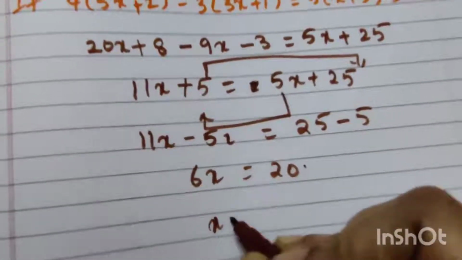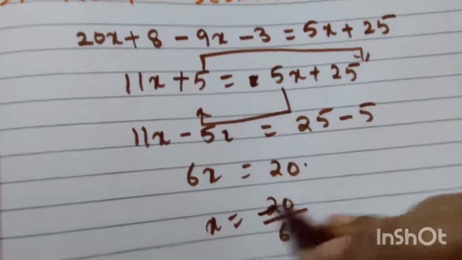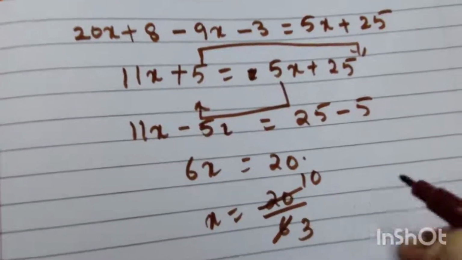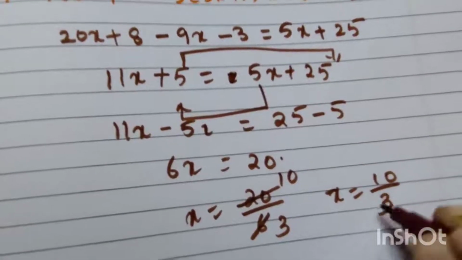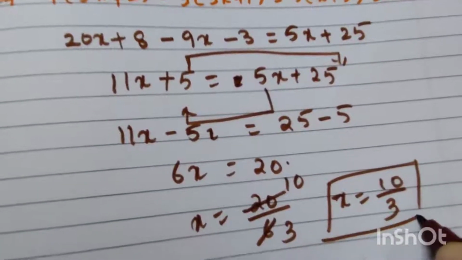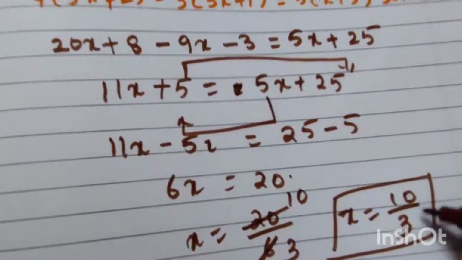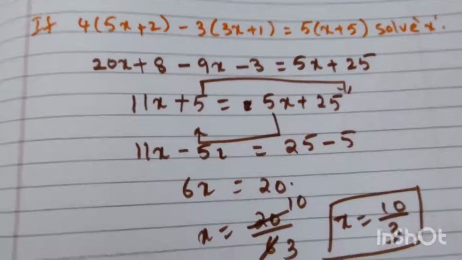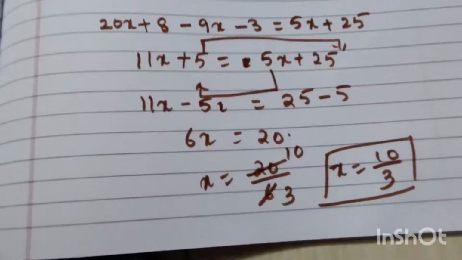x is equal to 20 by 6. So this value is around, 2 10s are 20, 2 3s are 6. So the x value is 10 by 3. It doesn't mean that you should always get a whole number. You can even get a rational number also. I hope this is clear. The next question we will go to.